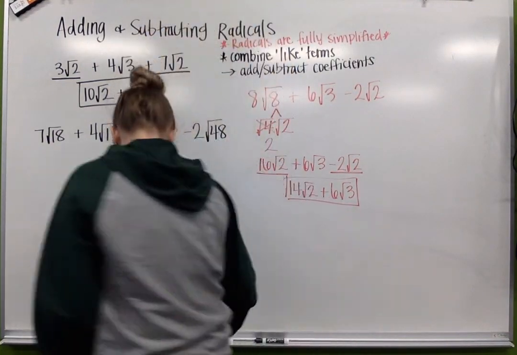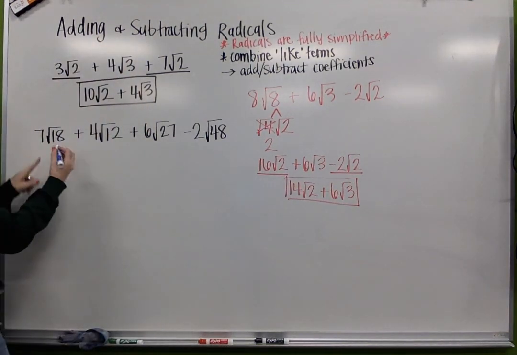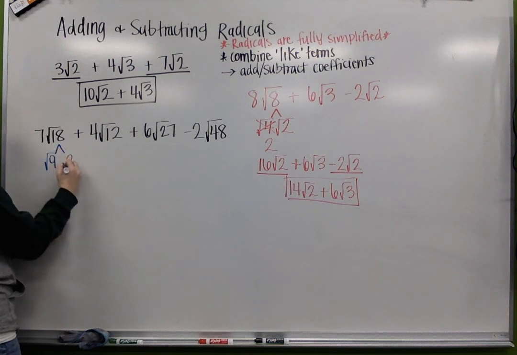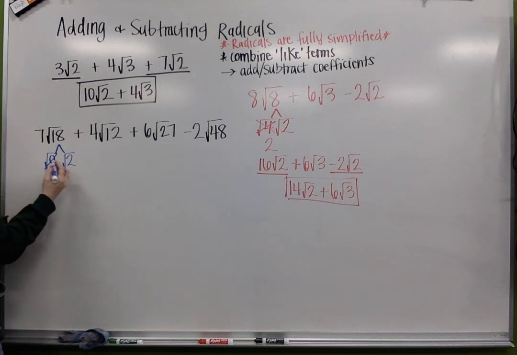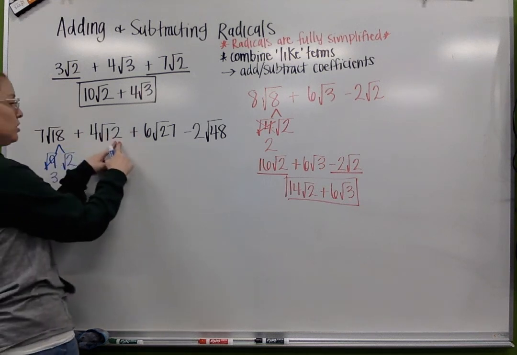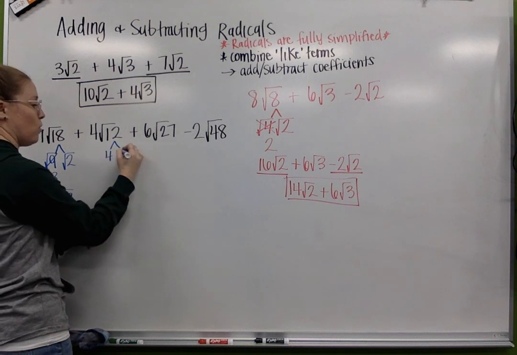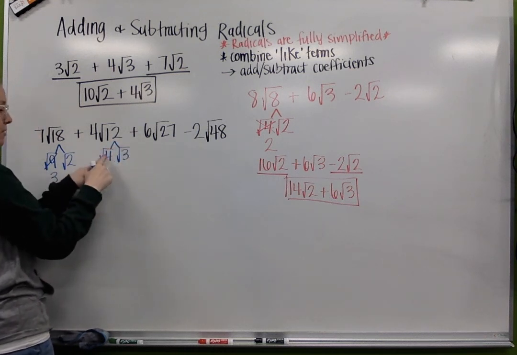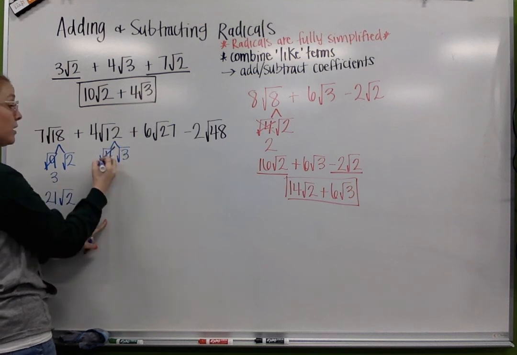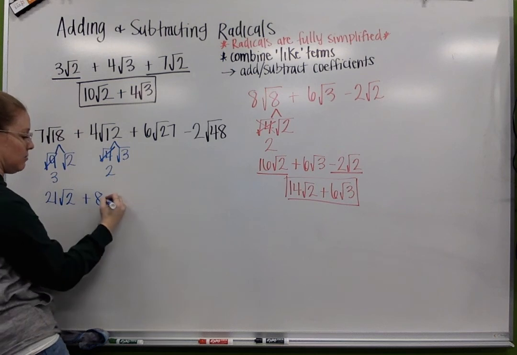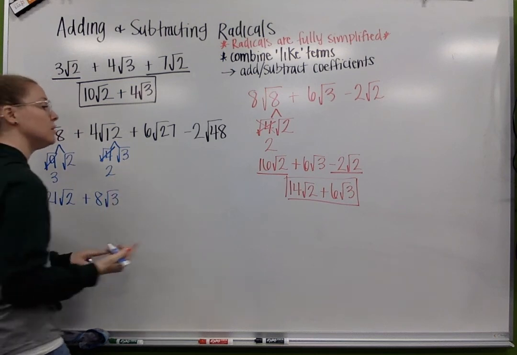Welcome back. All right, so 18. I'm going to factor this to 9 and 2. Square root both of those so I can see the square root of 9 is 3. 3 times 7 is 21 root 2. 12, that's 4 and 3. I square root both. The square root of 4 is 2. So 2 times 4, that's 8. And I'm left with the square root of 3.